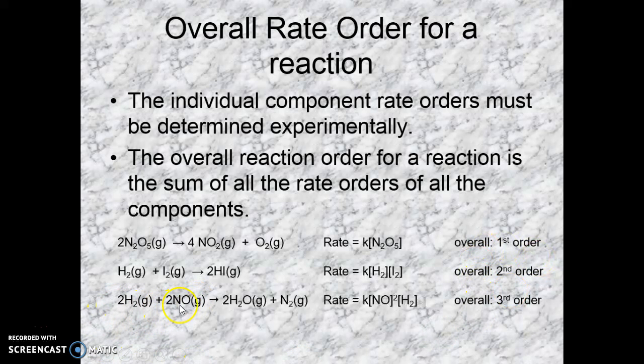Here you have another reaction where it's dependent on NO squared, so there's a second order, and just H2 first order. So 2 plus 1 is third order overall. So even though for any one particular component we usually only see a 0, 1, or 2 order, you can have an overall order be much higher than a second order.